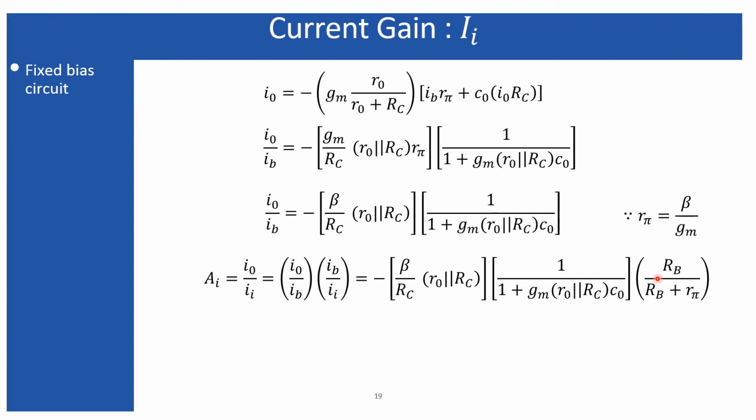And next is the assumption that C naught is approximately equal to 0 and R naught goes to infinity. If C naught is equal to 0, this part will be 0, and finally the 1 from this expression will appear, and if R naught goes to infinity, this parallel combination will result only in RC. So RC gets cancelled from this numerator and denominator, so beta will appear over here. So minus beta times this factor.